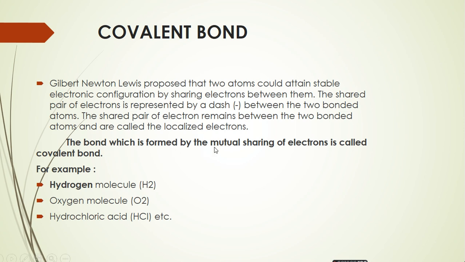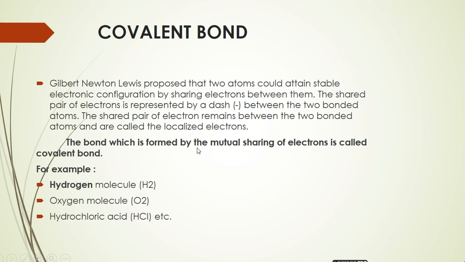That will not be anymore for a single atom but will be considered for both of them. The bond which is formed by mutual sharing of electrons is called a covalent bond. For example, hydrogen molecule, the bond between two hydrogen atoms. In oxygen molecule, the bond between two oxygen atoms. And hydrochloric acid HCl, the bond between hydrogen and chlorine.